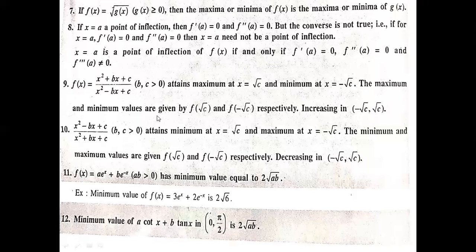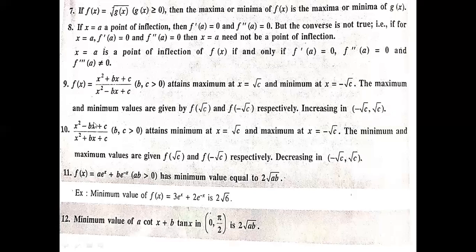The maximum and minimum values are given by f of root c and f of minus root c. Afterwards, we substitute in the f of x function. Okay, this will be the maximum value and minimum value, f of root c and f of minus root c respectively. These are the maximum and minimum values. Increasing within minus root c comma plus root c.